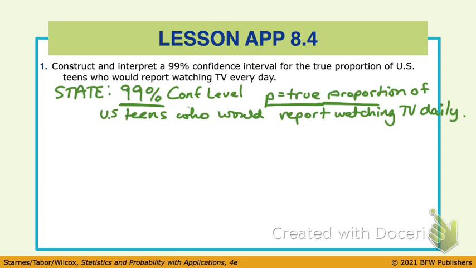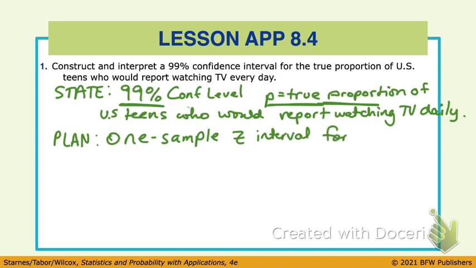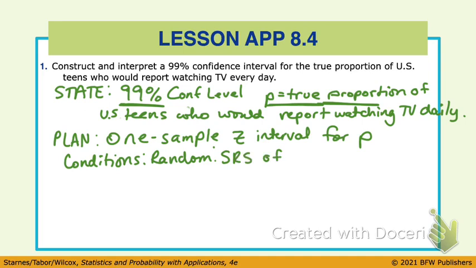Now we're going to do plan. So the first thing we're going to do is we're going to identify the procedure that we're using. This is the same one from yesterday. This is a one sample Z interval for P, the true proportion. And then we're going to check our conditions. The first one is going to be the random condition. And we do, in fact, have an SRS of 910 U.S. teens.